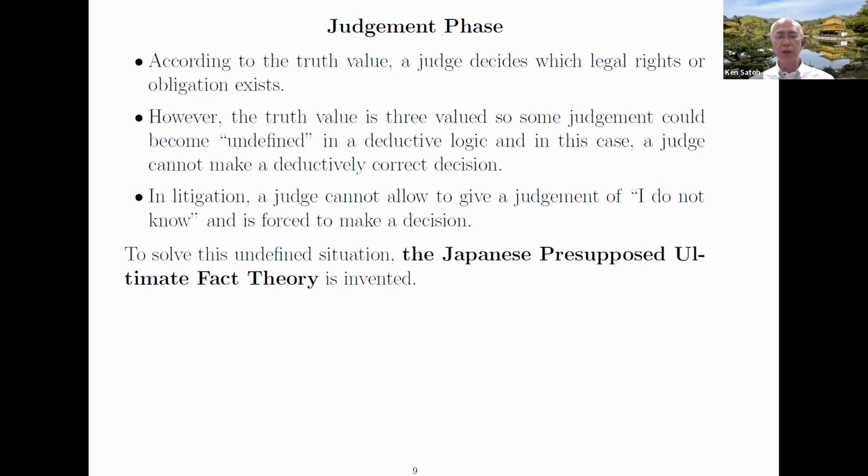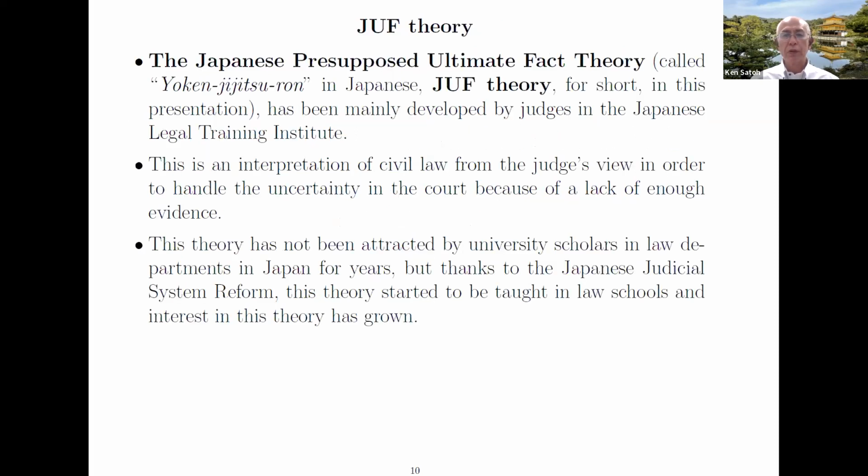To solve this undefined situation, the Japanese presupposed ultimate facts theory was invented. Basically, even if there is not enough evidence to decide the facts, we need to find a way of determining the truth value. The Japanese presupposed ultimate facts theory, called Yoken Jijitsuron in Japanese, and JAF theory for short in this presentation, has been mainly developed by judges in the Japanese Legal Training Institute. This is an interpretation of civil law from the judge's view in order to handle the uncertainty in court because of the lack of enough evidence.